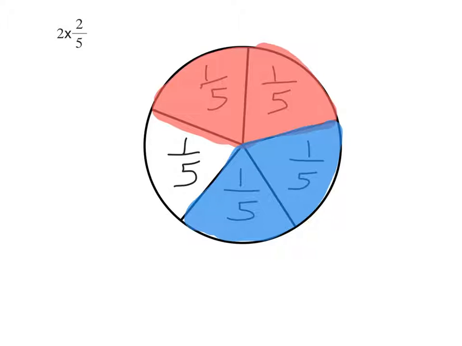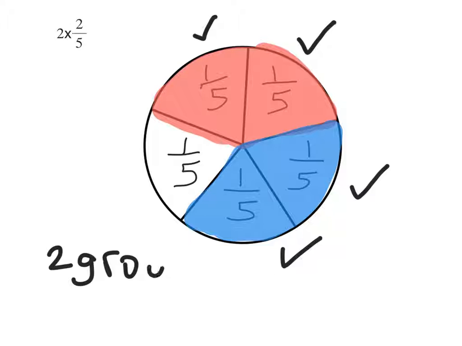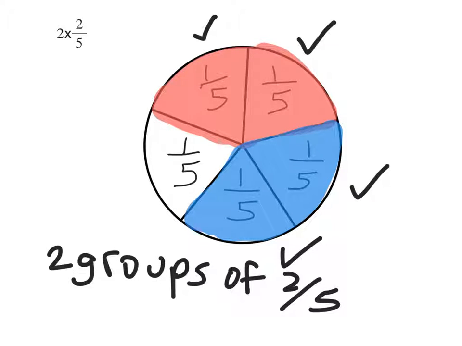Let's count what 2 groups of 2/5 is. 1/5, 2/5, 3/5, 4/5. 2 groups of 2/5 equals 4/5.